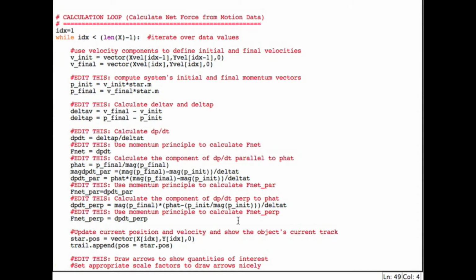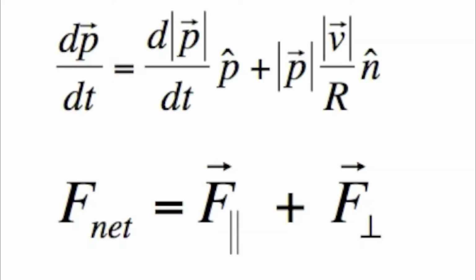I then plugged it into the formulas in this area so that I could get the component forces and changes in momentum. Since F net equals change in momentum over time, I just set the components equal to each other, with the parallel component equal to this part and the perpendicular component equal to this part.